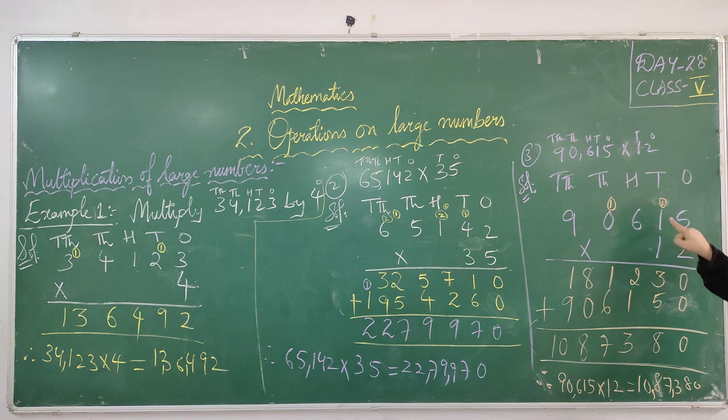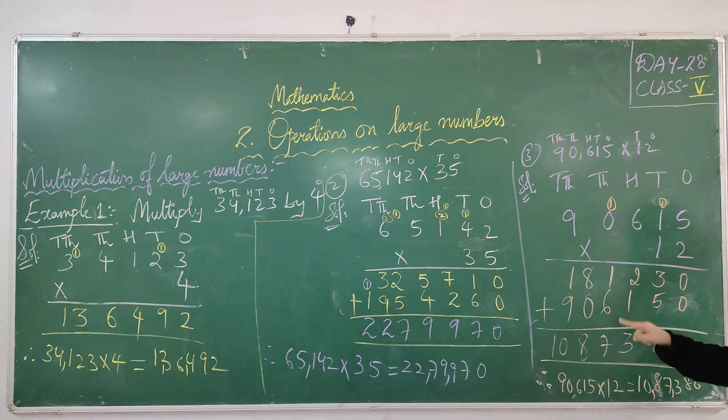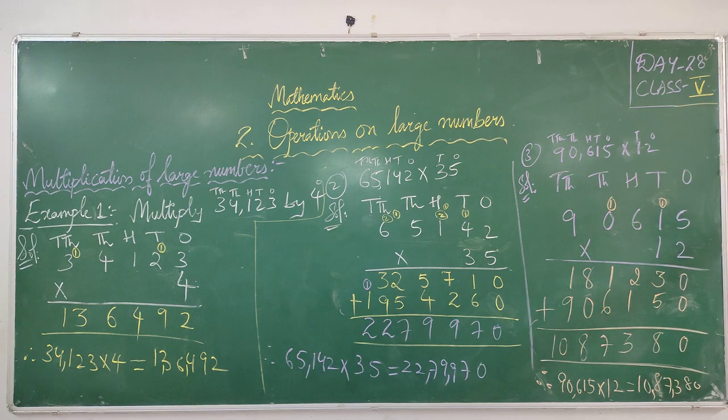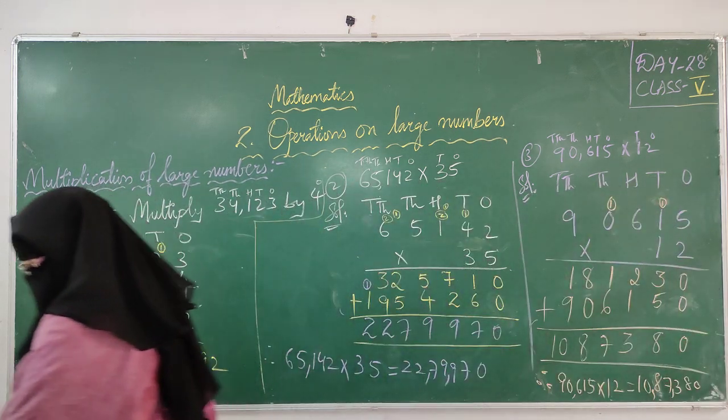1 5s are 5. 1 1s are 1. 1 6s are 6. 1 zeros are 0. Don't say this carry. This carry belongs to 2. 1 9s are 9. Add 0 plus 0, 3 plus 5, 8, 2 plus 1, 3, 1 plus 6, 7, 8 plus 0, 8, 9 plus 1, 10. So our answer is 10,87,380. Hope you all understood this one.